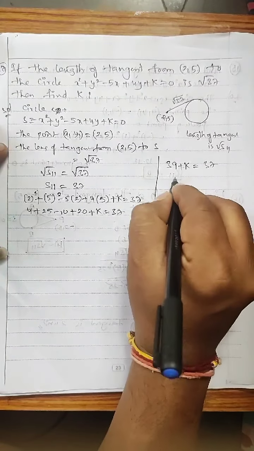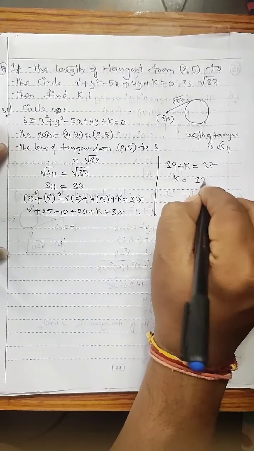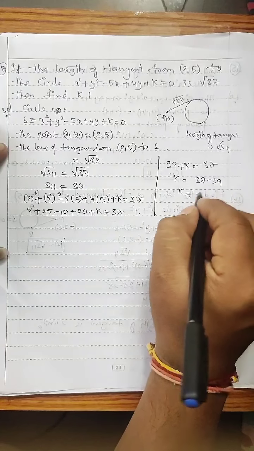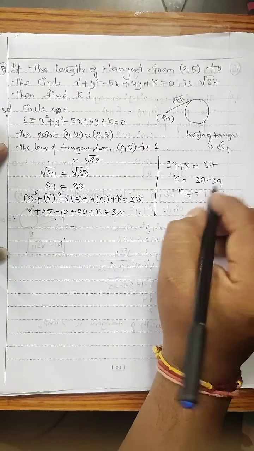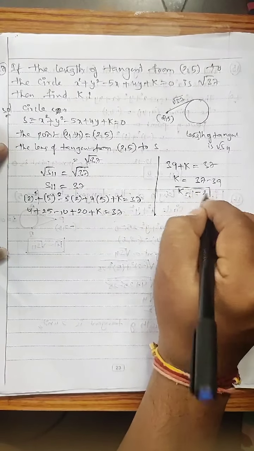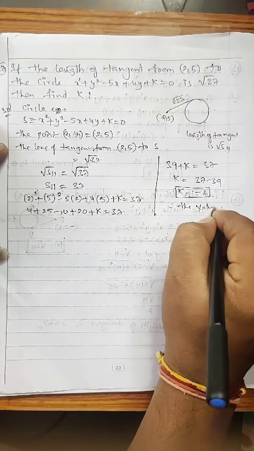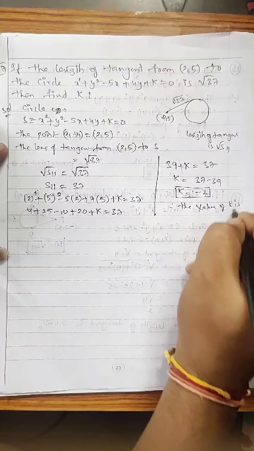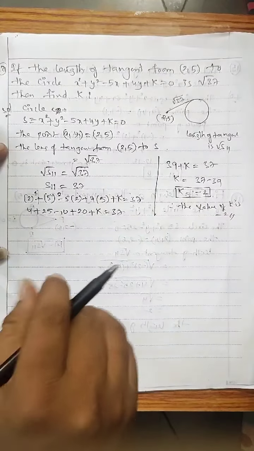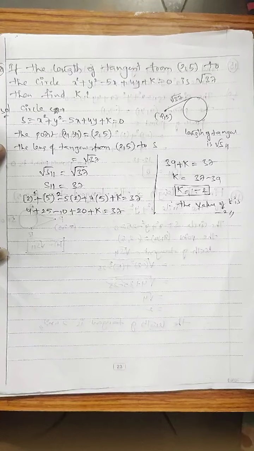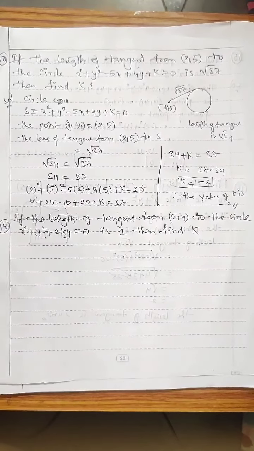So then k is equal to 37 minus 39, so k is equal to minus 2. Therefore the value of k is minus 2. This way we can find the value of k. Next question, same type of question.